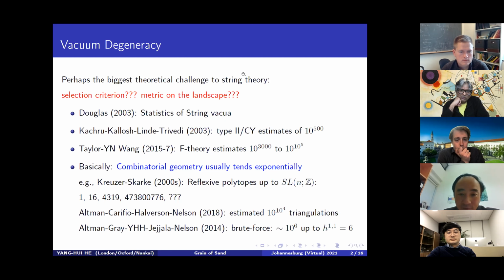The basic reason for all of this proliferation of possible solutions to vacua of string theory essentially comes down to the fact that combinatorial geometry tends exponentially. Whenever you have a geometrical structure that is inherently combinatorial, you have exponential growth. So for example, the most famous data set in string theory is this Kreuzer-Skarke data set of Calabi-Yau hypersurfaces in toric varieties. And these toric varieties are constructed, by the theorem of Batyrev and Borisov, from reflexive polytopes. It's a simple problem.